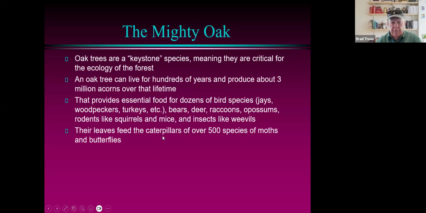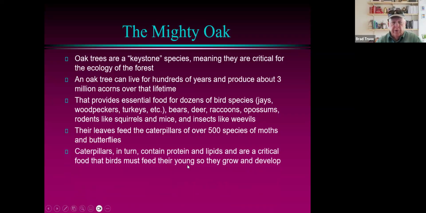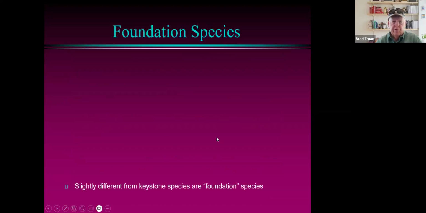The leaves of the oak also feed caterpillars of over 500 species of moths and butterflies. And caterpillars, in turn, contain protein and lipids that are critical food for birds that have to feed their young to grow and develop. And oaks are also important, obviously, for building ships, homes, and furniture.